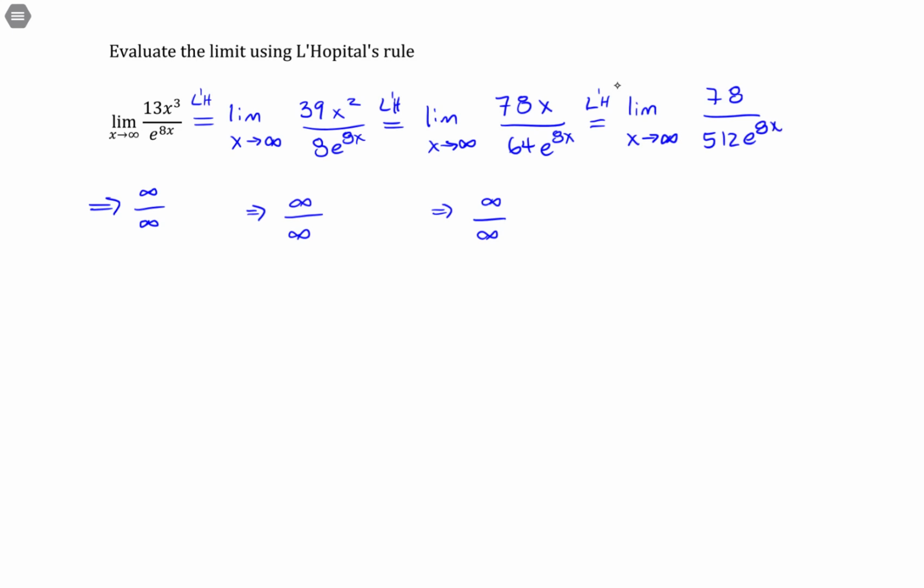Now what happens is this. As x gets large, the denominator will get larger and larger, so it still goes to infinity. The numerator is a constant, so we have the denominator of a fraction growing, but the numerator staying the same. What happens in that situation is it pulls the value of the overall fraction down to 0.